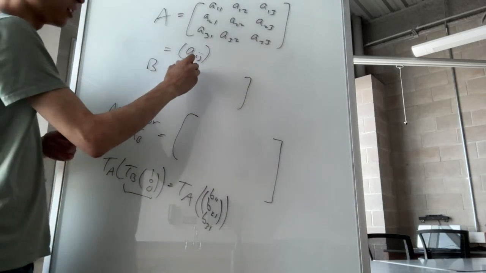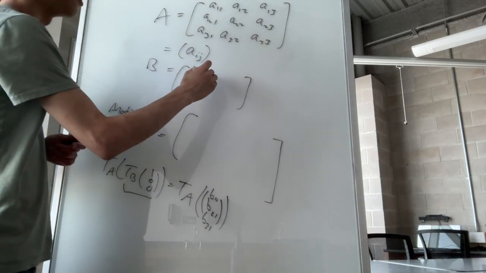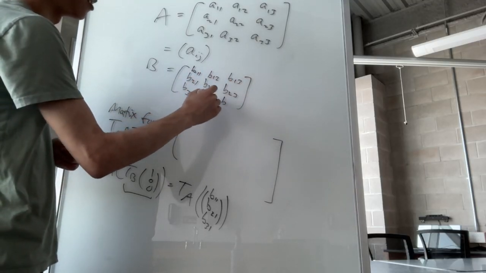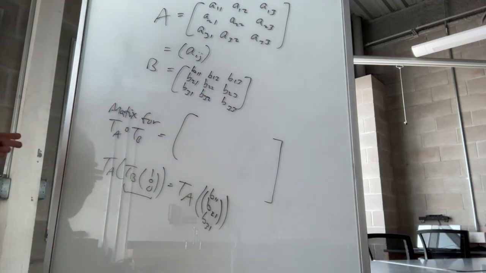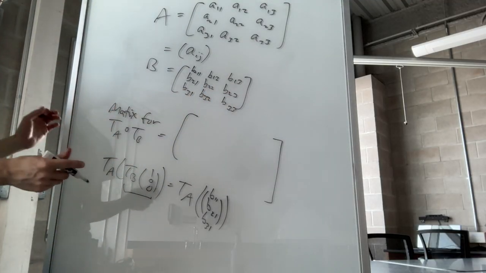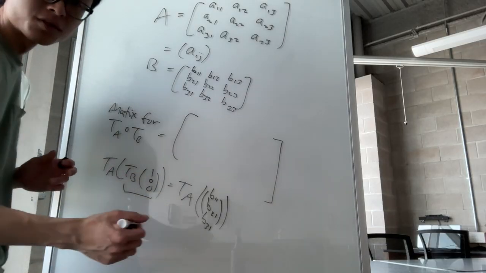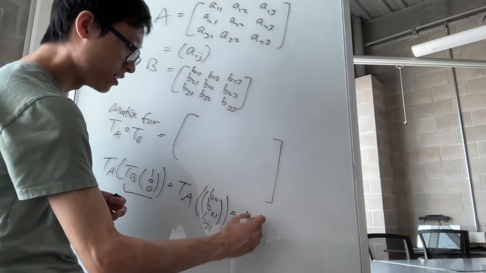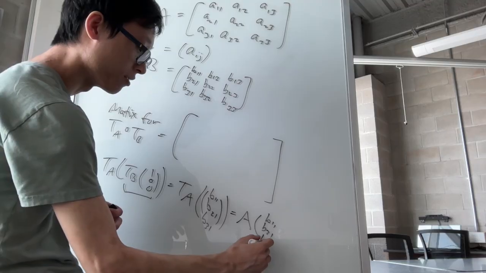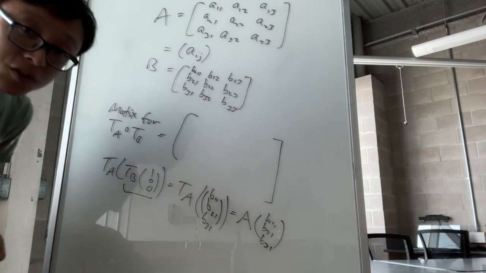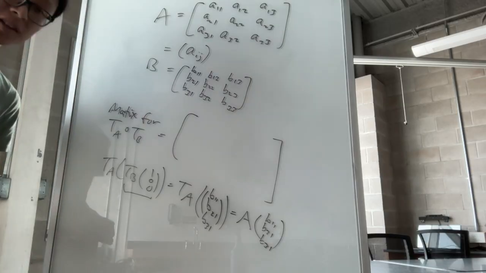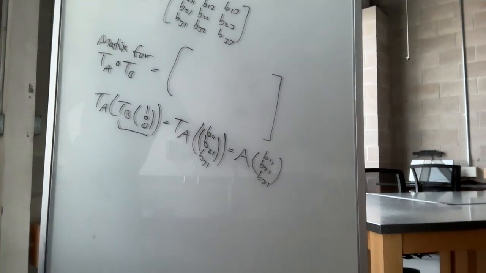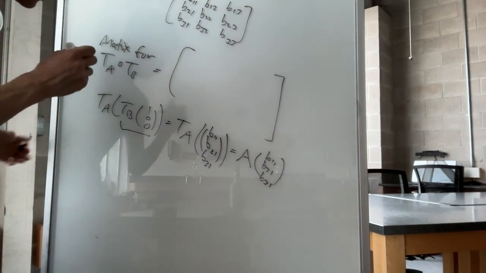In fact, I might as well just fill this out since it won't take too long. Oh right, and of course, TA of anything is just A times that thing. That's how we define TA. That's going to be A times (B11, B21, B31). Essentially, it's A times the first column of the matrix B. Okay? So let that sink in, but I'm just going to do the same thing again for the next column, just to really rub it in.